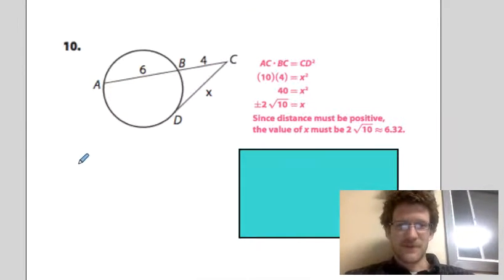Kyle. Okay, so 6 times 4 equals x squared. Cool.